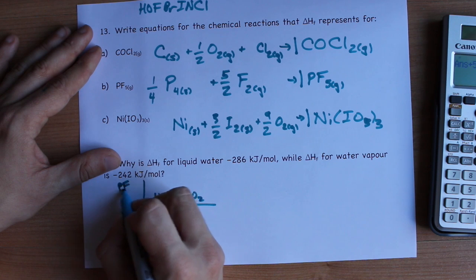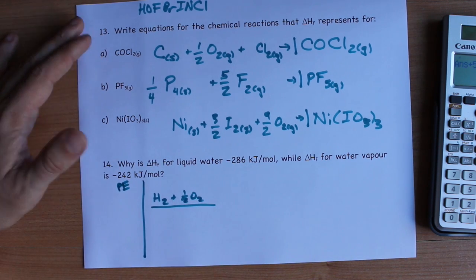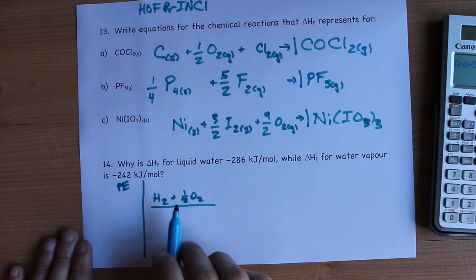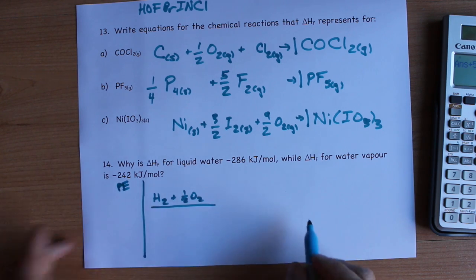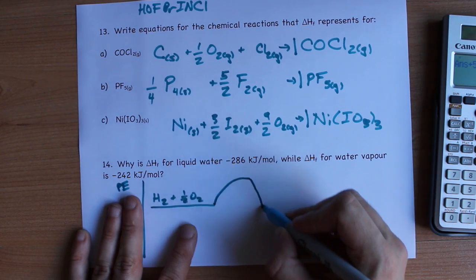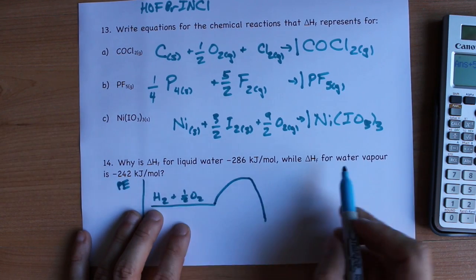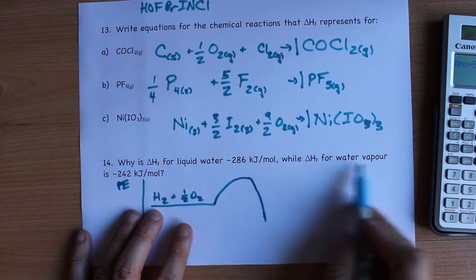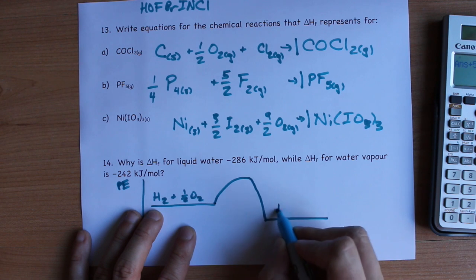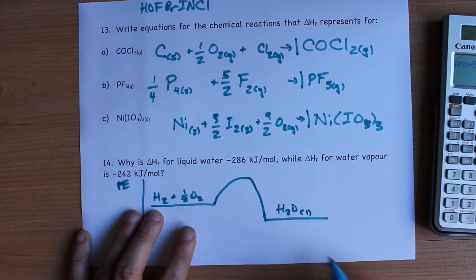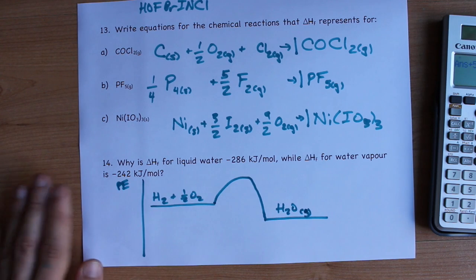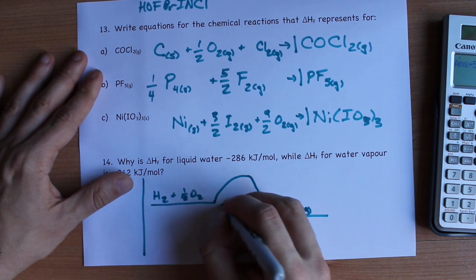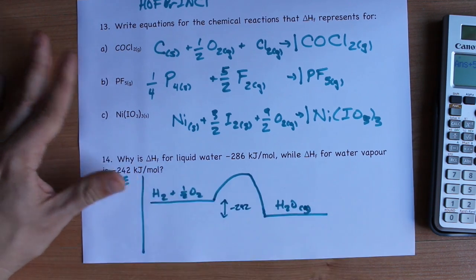I'm actually drawing you something like a potential energy diagram. And you might have to put some energy in to this to get the reaction going. It's an activation energy. But when you make the gaseous water or the water vapor, that might be about here, H2O gas. It's an exothermic reaction. The delta H is negative 242.